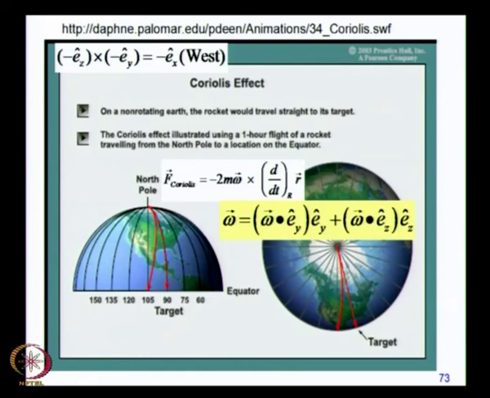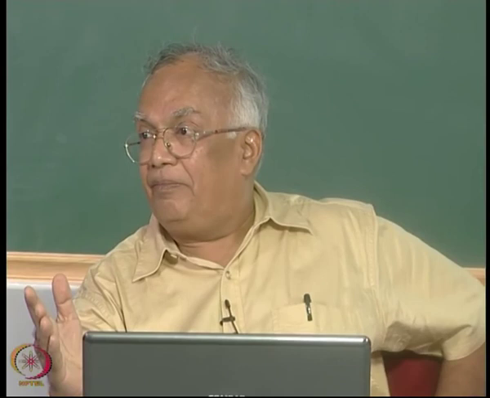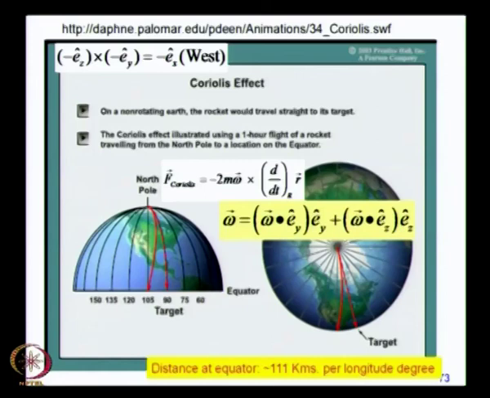So, just order of magnitude. And 36,000 kilometers over 360 degrees. So, that gives you almost like 100 kilometers per degree. And actually, it is more than 100 kilometers per degree. Okay. If you do it more accurately, it turns out to be almost 111 kilometers per longitude degree. And there are 15 degrees. So, 15 into 100. So, it will be more than 1500 kilometers distance.